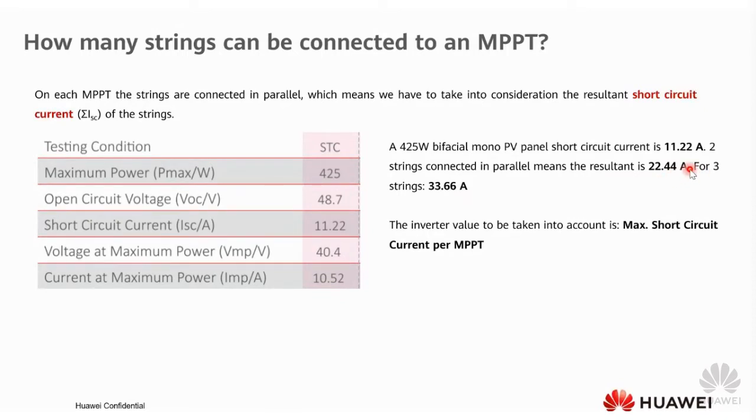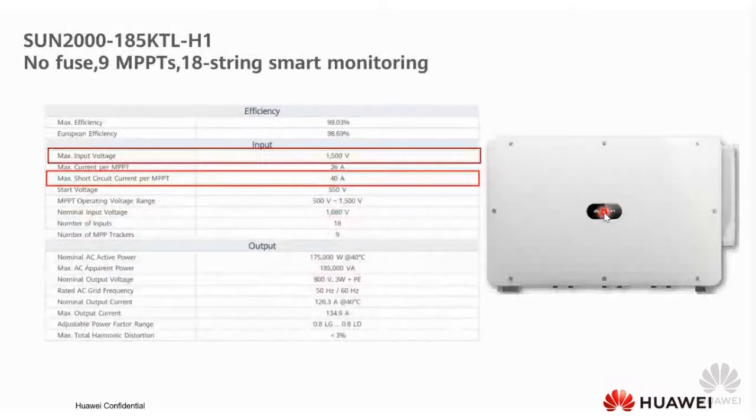and for three strings, we will have 33.66 amps. To compare with the inverter side, we have to take into account the maximum short circuit current per MPPT. If the maximum short circuit current per MPPT for the inverter is larger than what we have calculated for the panels, it means that we are good to go. So these are the two design limitations of an inverter. This is the limit that nobody wants to reach, because it can damage the inverter. So it's better not to reach either of these values: the maximum short circuit current per MPPT and the maximum input voltage. These will actually define the maximum and minimum number of panels in one string, and the maximum strings per MPPT.